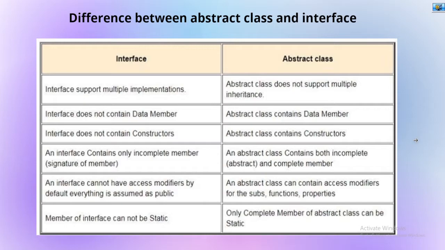An interface cannot have access modifiers by default. Everything is assumed as public. An abstract class can contain access modifiers for the subclasses, functions and properties. Members of an interface cannot be static. Only complete members of an abstract class can be static.